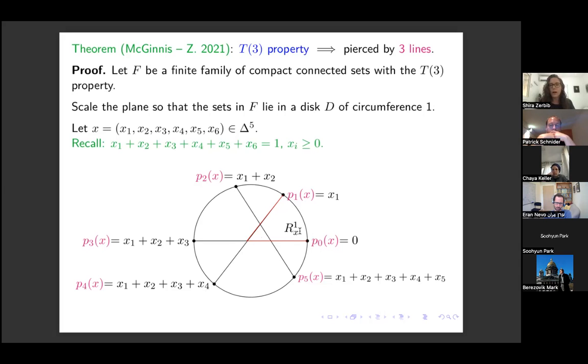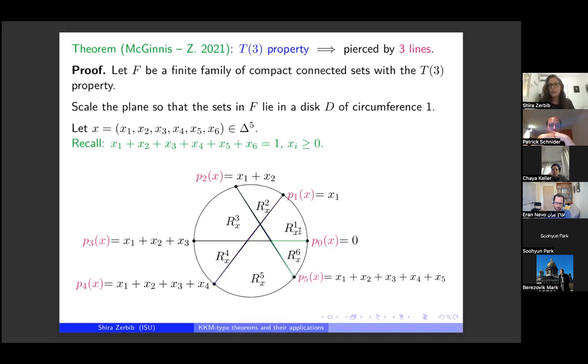So here is R1 of X, here is R2 of X, R3 of X, R4 of X, R5 of X, and R6 of X. And as you notice, some of these regions intersect. So for example, in this picture, I have that R1, R3, and R5 intersect in this small triangle in the middle. But we have R2, R4, and R6 that are pairwise disjoint.